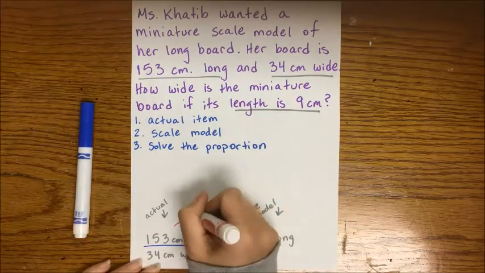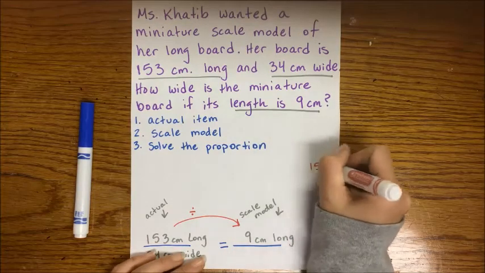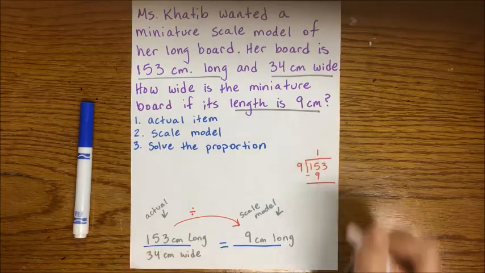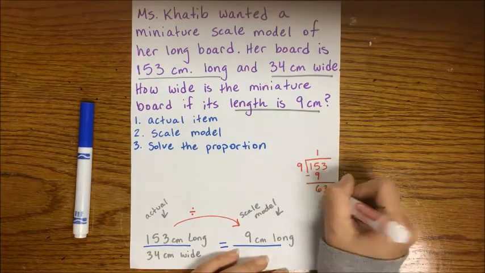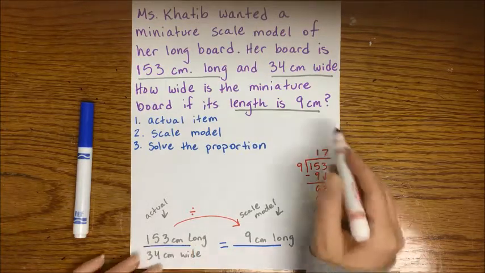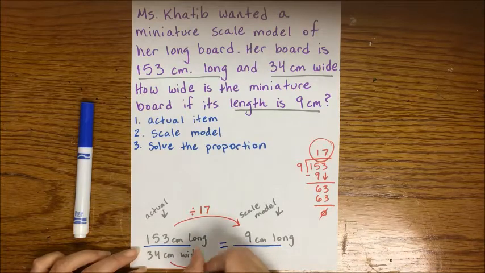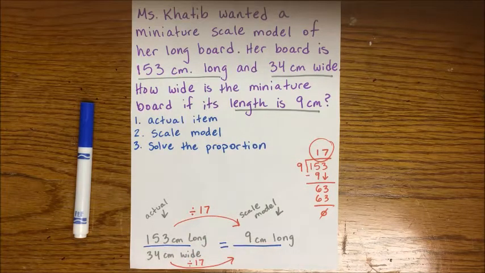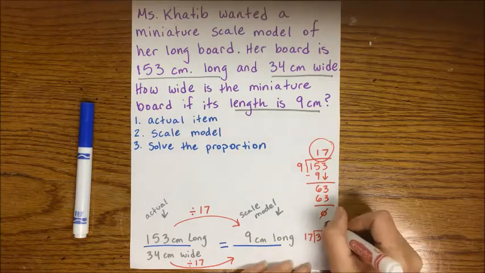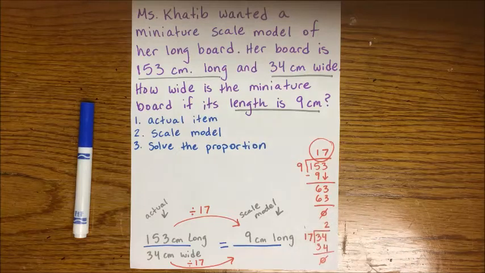This time, going from 153 to 9, we need to divide by a scale factor. So working it out on the side, 153 divided by 9 will give you the number that you want to divide by, which is 17. So 153 divided by 17 is 9, and we'll do the same thing to the bottom. 34 divided by 17 will give us the width of the model board, and that number is going to be 2.